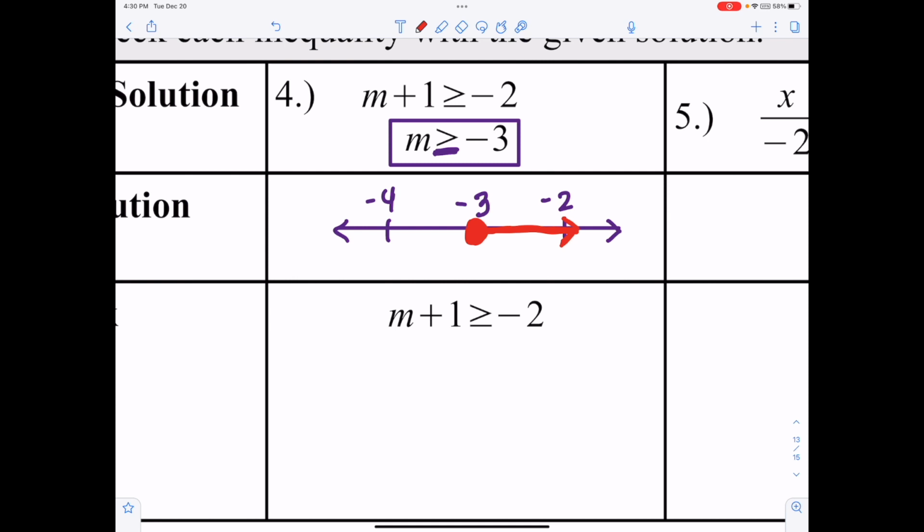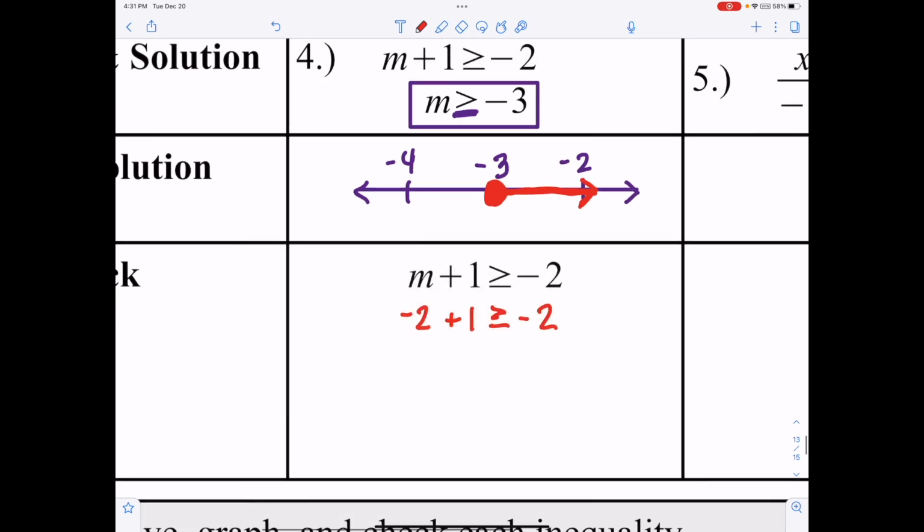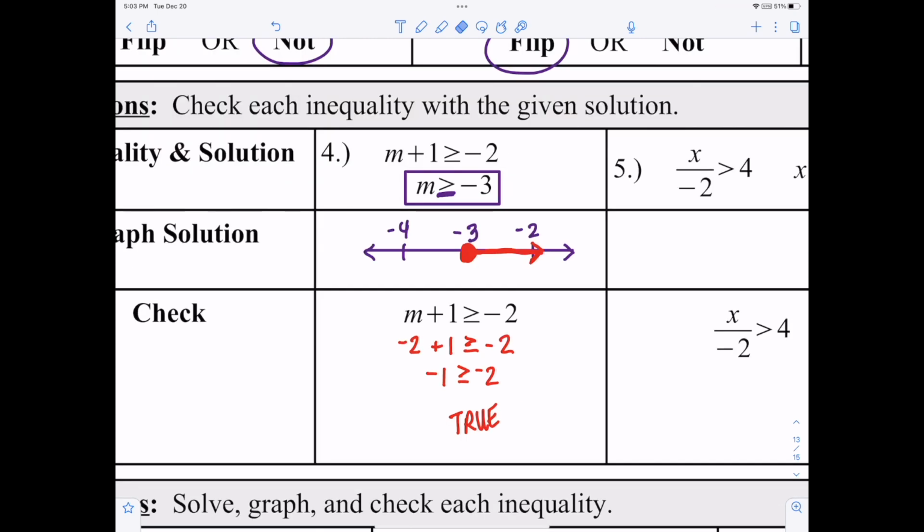And so let's go ahead and just use negative 2, because we're saying that m is something greater than negative 3. So I'm going to put negative 2 plus 1, and we're checking to see if it is greater than or equal to negative 2. Negative 2 plus 1 is negative 1. And negative 1 is greater than or equal to negative 2, so this checks out as true.